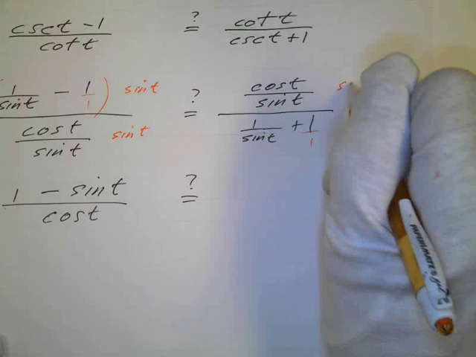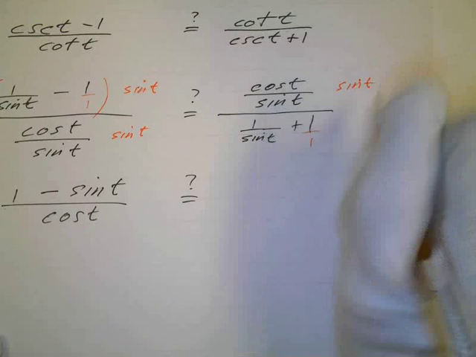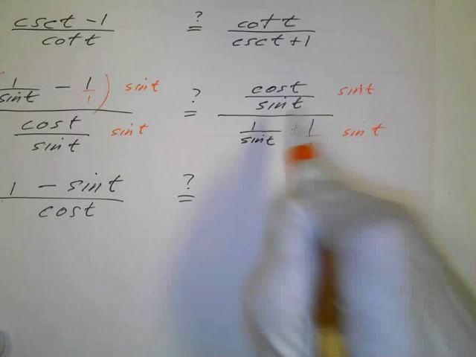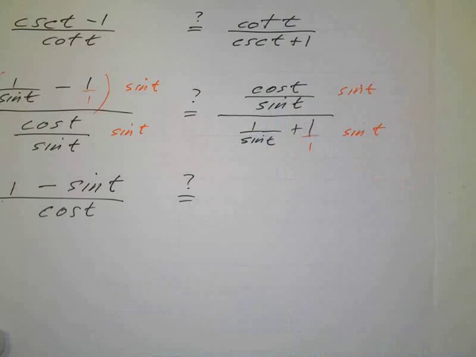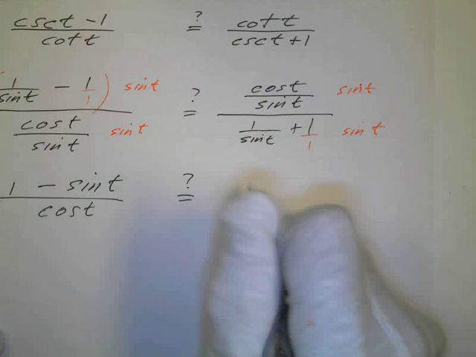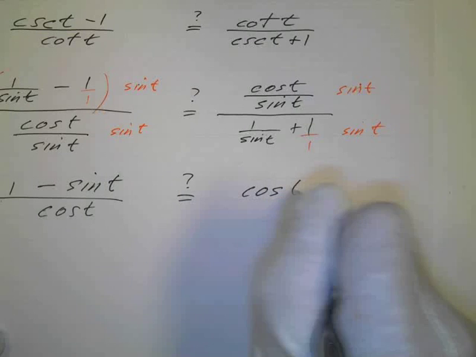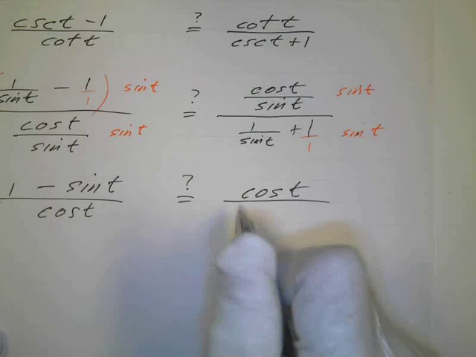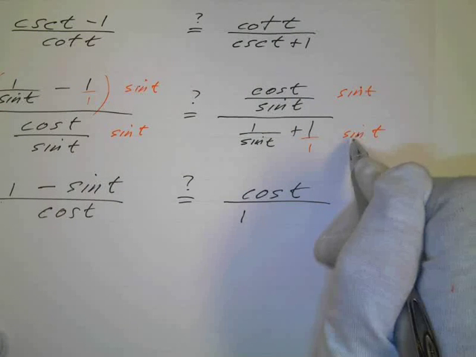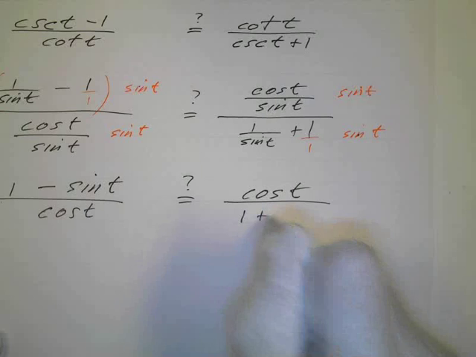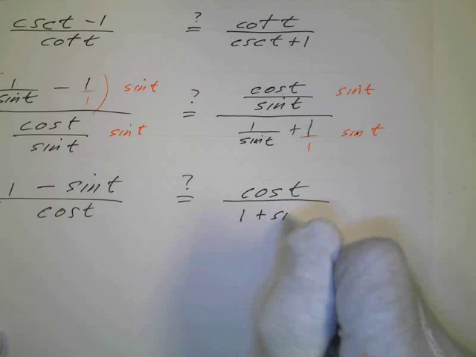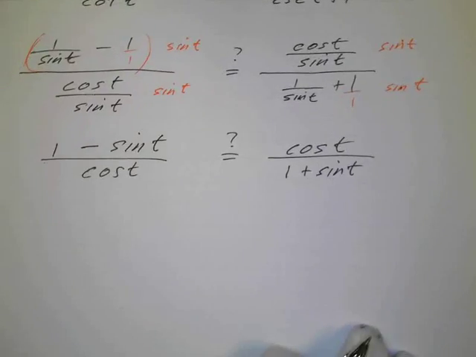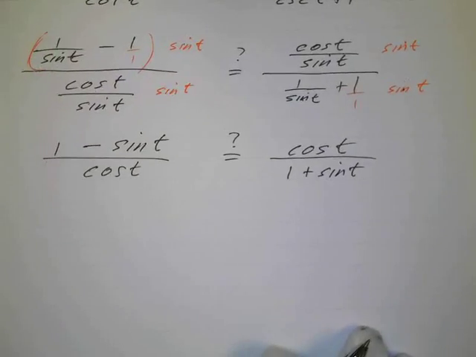This is like over 1, so I'll multiply the top and the bottom by the sine. Now these cancel, so up on the top I've got the cosine. And on the bottom, these will cancel, so I've got 1, and then plus the sine t. Okay, so now I've got both sides in terms of the sine and cosine.